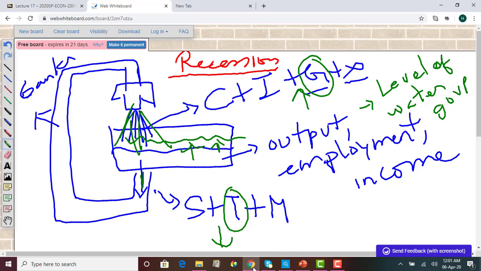Now if we think about the opposite scenario, inflation is when there is too much demand in the market and prices of goods and services are going up significantly. So the government needs to slow down the economy. They can do that by decreasing the aggregate demand. And there are two things they can do: decrease government spending or increase taxes.